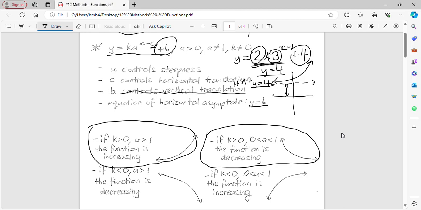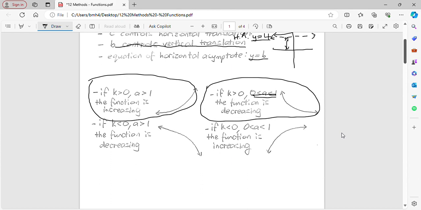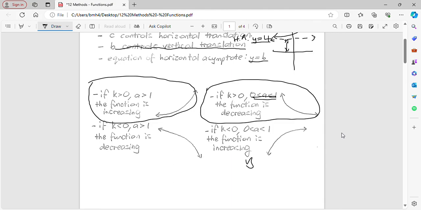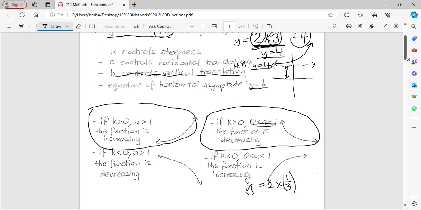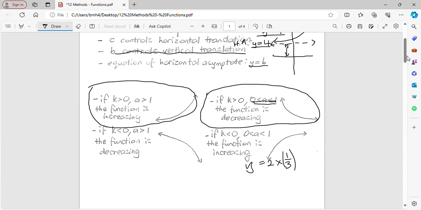So if you have one that's like this, where a lies between 0 and 1, so you might have y equals 2 times a third raised to the power of x plus 3. So this one would be an exponential decay model.